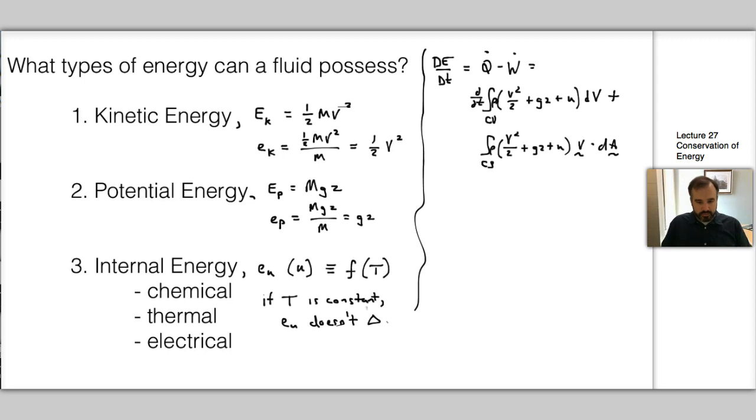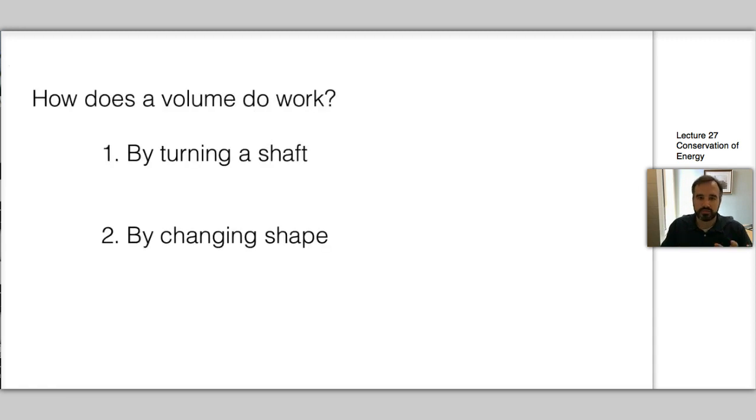So that gives us a full expression for the conservation of energy in the form of the Reynolds transport theorem. The next thing I want to do is look at some of these other terms. Q dot is the thermal energy flux. That's a fairly straightforward value that we can get. But the W dot term is the one we don't have a very good handle on. So the next thing we ask ourselves is, how does a volume do work? How can we define this W dot term?